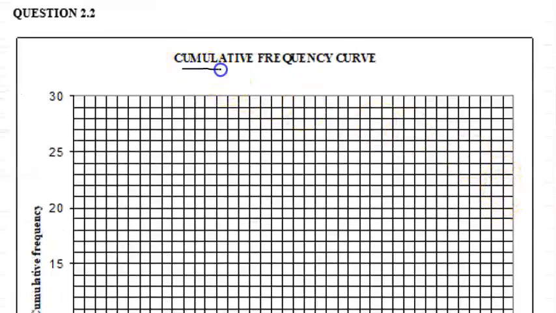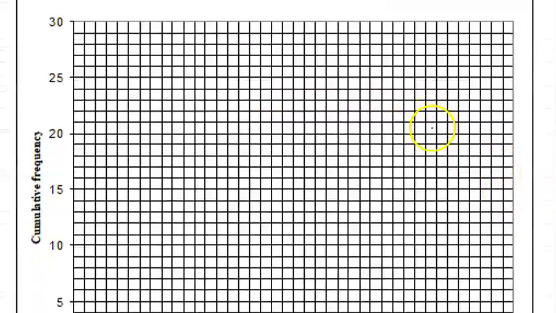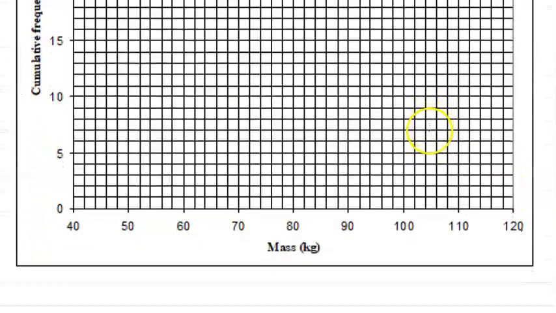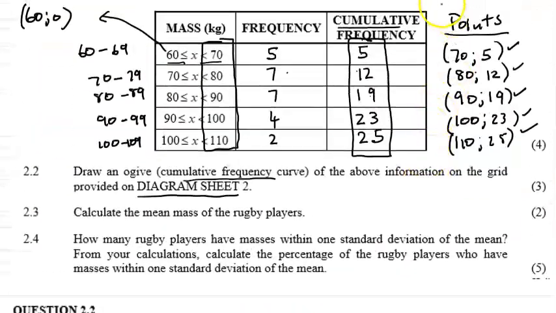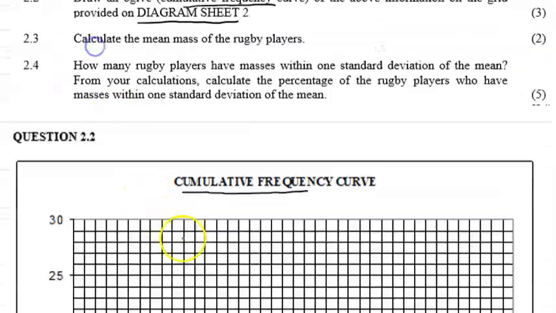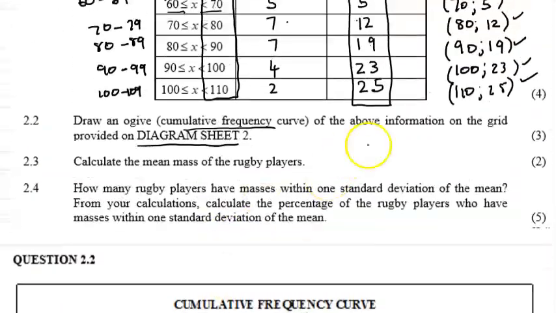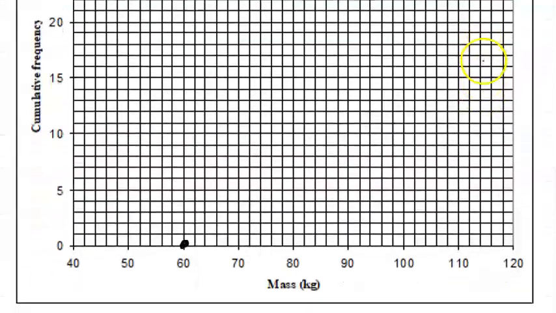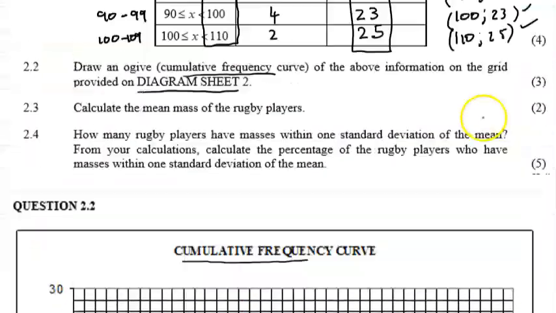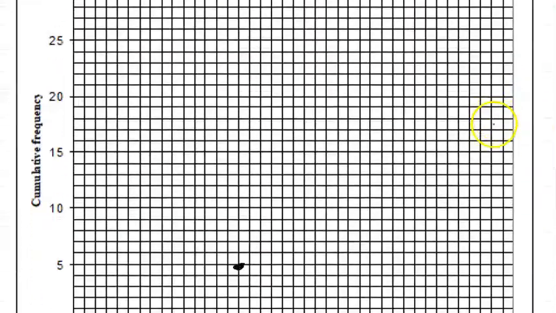Our cumulative frequency curve, remember, is an S-shaped curve. So the first point that we are going to plot is 60 and 0. 60 and 0 will be here. So there we go, 60 and 0. The next point will be 70 and 5. 70 and 5 will be somewhere there. Try to make your dots as big as possible. 80 and 12.